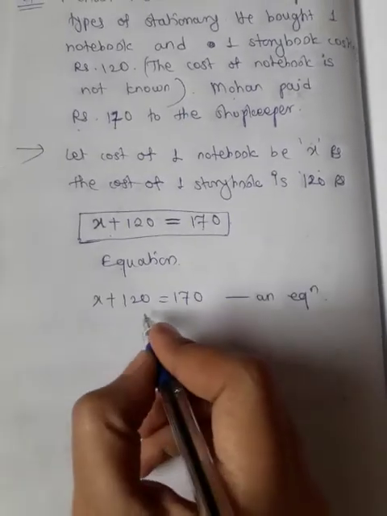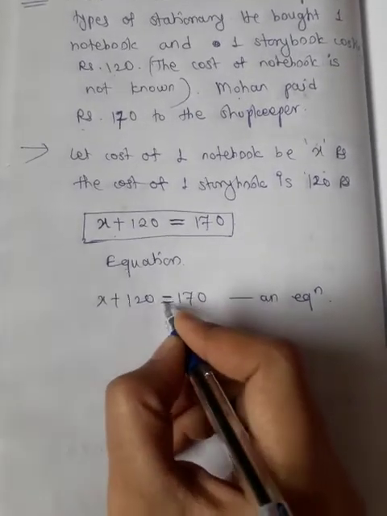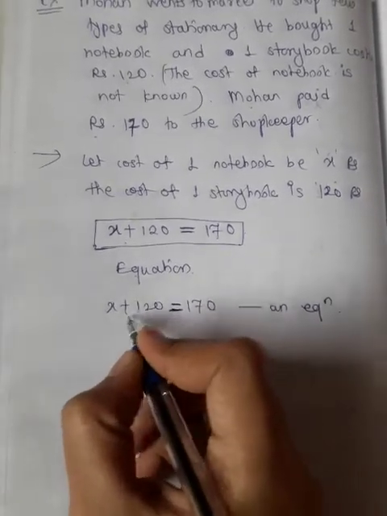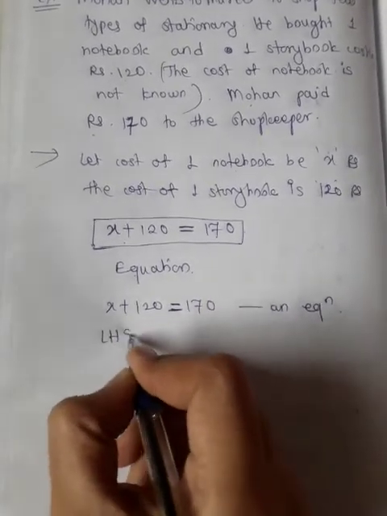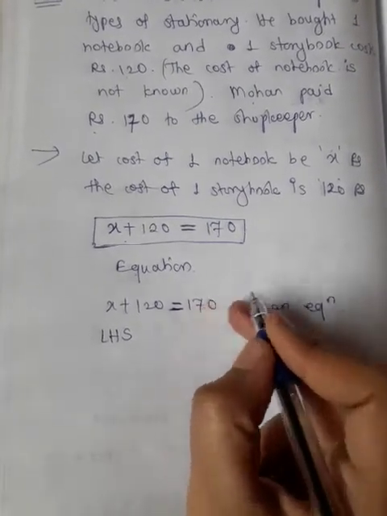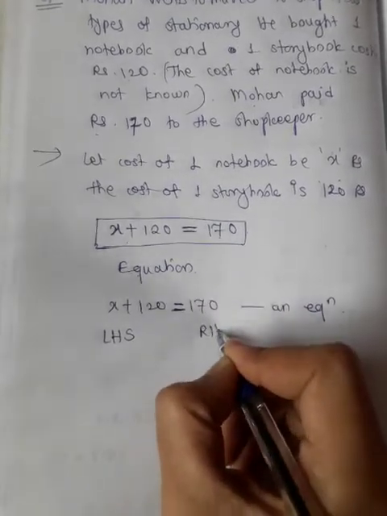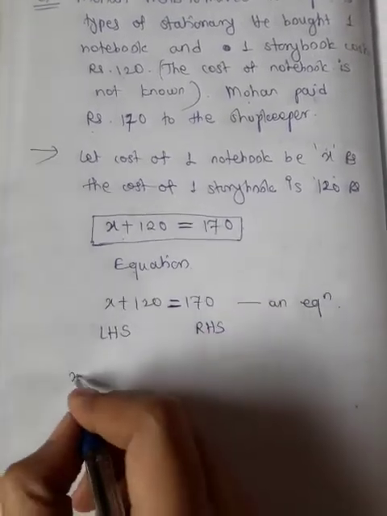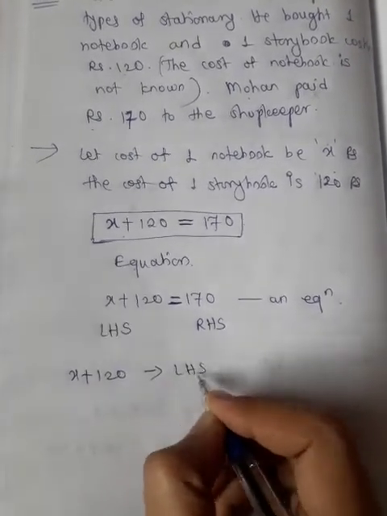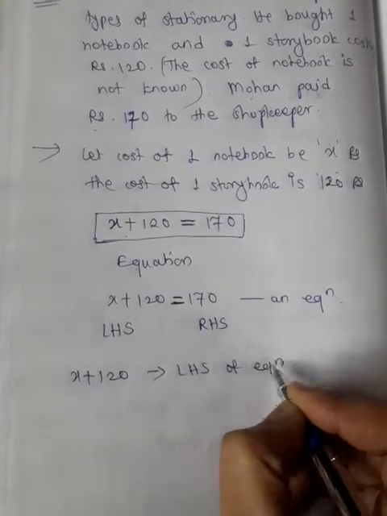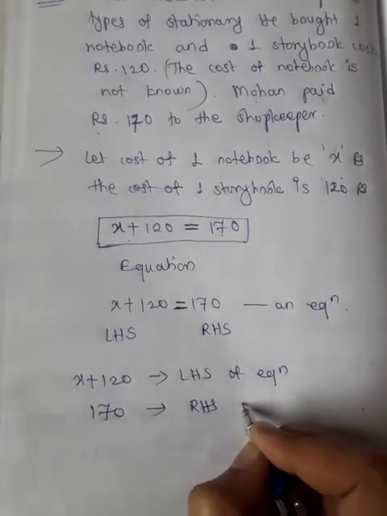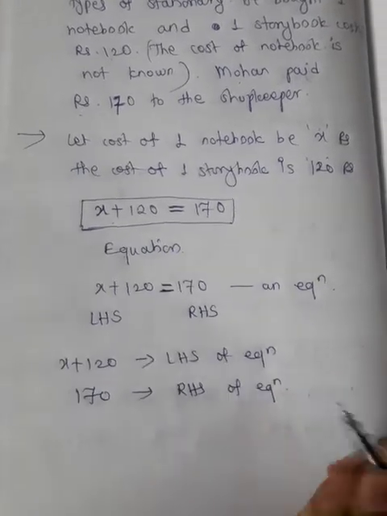Okay, and the expression on the left side of the equal sign is called the LHS of that equation, and the expression on the right side of the equal sign is called the RHS of the equation. So here x plus 120 is the LHS, meaning left hand side of the equation, and 170 is the right hand side, that is the RHS of the equation.